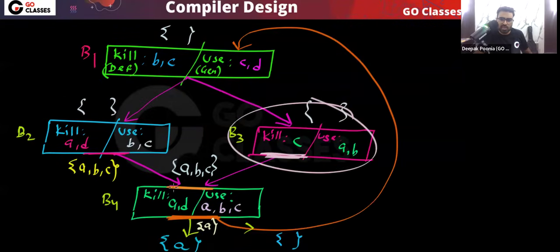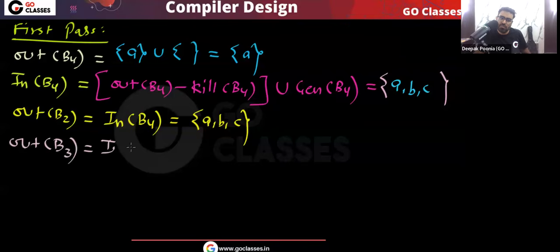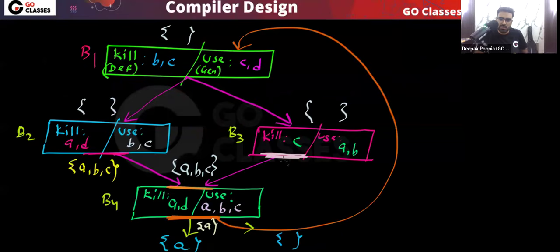For this basic block B3, there is only one successor, that is B4. Only one successor, single successor. So I can say out of B3 will be the same as in of B4. So that also will be ABC. Very easy. Okay, ABC.